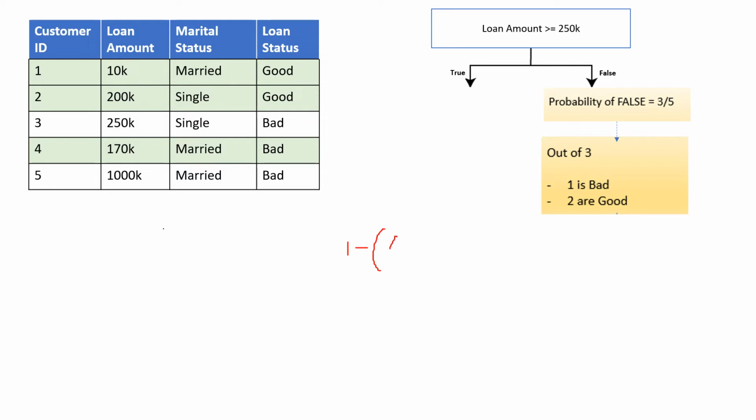First, let's look into the good classification. So out of three records, how many are in good? 2. And for bad, 1 out of 3. So what do we get? 1 minus 4 upon 9 plus 1 upon 9, which is equal to 1 minus 5 by 9, which is equal to 4 upon 9.